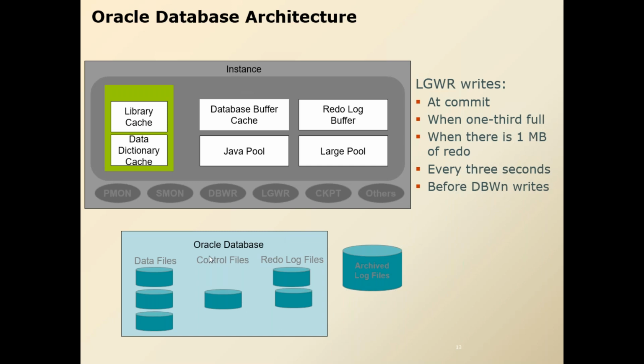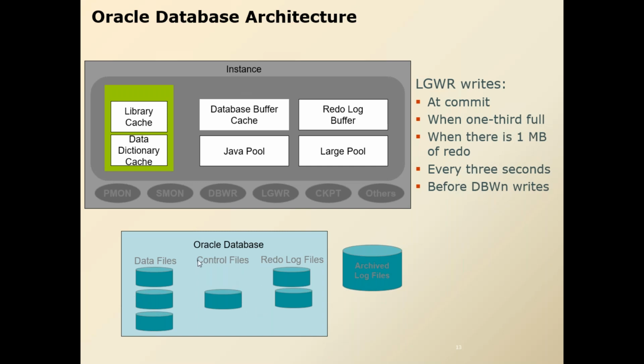Your Oracle database contains the actual files. There are three kinds of files in an Oracle database: data files, control files, and redo log files. The backup of redo log files are archive log files, which reside on the operating system. Data files are the files where the actual data resides. For example, when you do select star from employee table, you get that information from your data file. So the actual data in the database resides inside the data file.